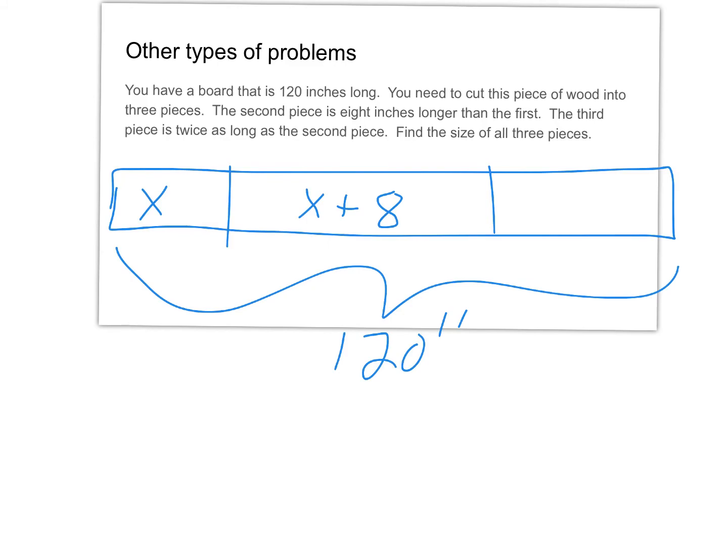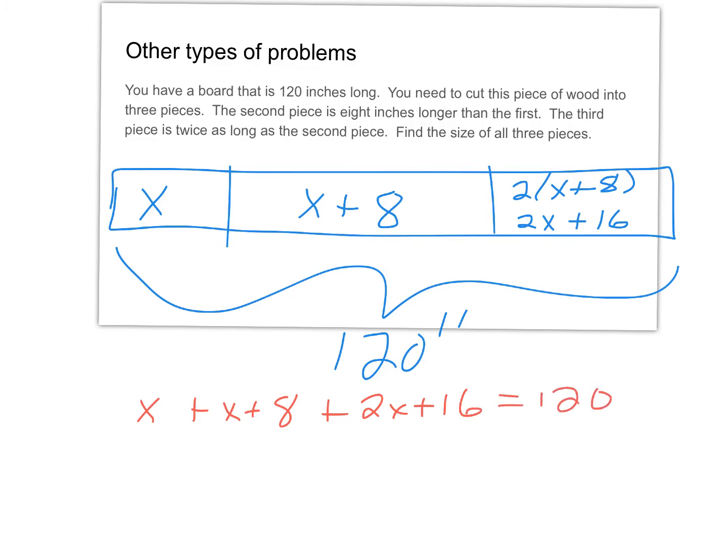Now, the third piece is twice as long as the second. The second one is x plus 8, so this is going to be 2 times x plus 8, or 2x plus 16. Now let's put this all together. x plus x plus 8 plus 2x plus 16 is equal to 120. Now we're just solving. Combine like terms, and you get 4x plus 24 is equal to 120.